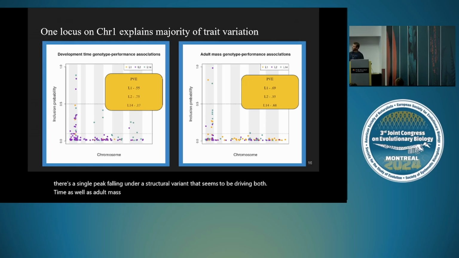And if you look at the PVE, for the most part, it's fairly high. We have 50 to 70% with a couple exceptions. But I do truly believe that there's a decent bit of genetic variation for these traits, and it seems to map right to those regions.